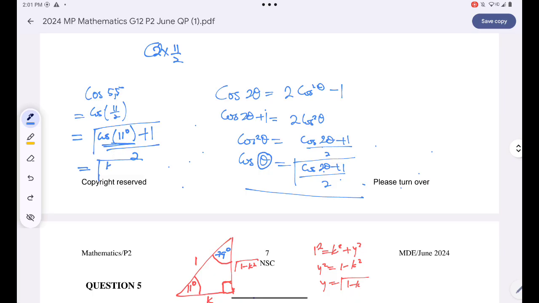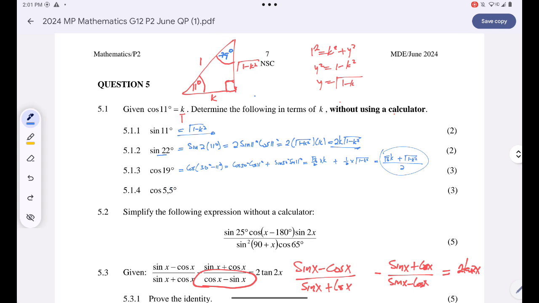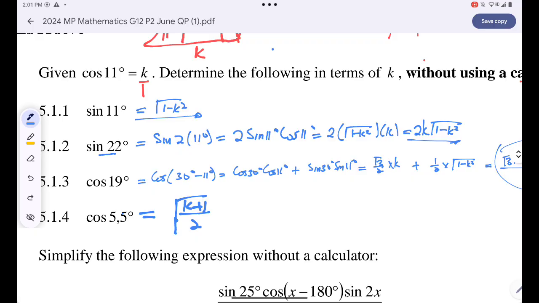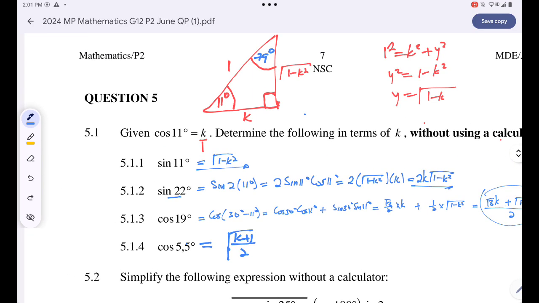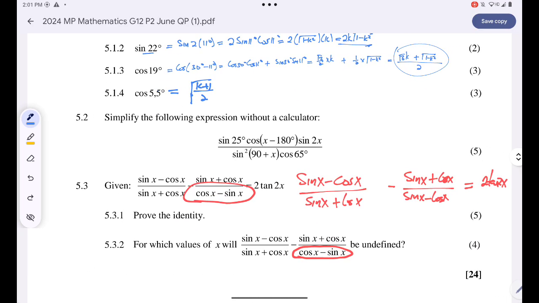Cos of 11 is just equal to k. I have 1 over there plus 2. So cos of 5.5 degrees is basically the square root of k plus 1 over 2. That's how, guys, we could have tackled that question over there, okay? Because you have a half angle identity.